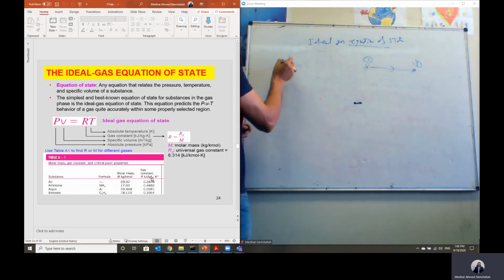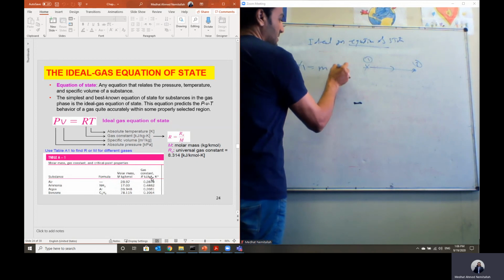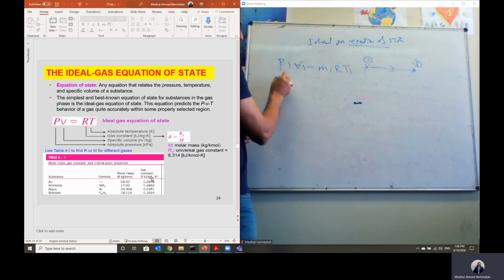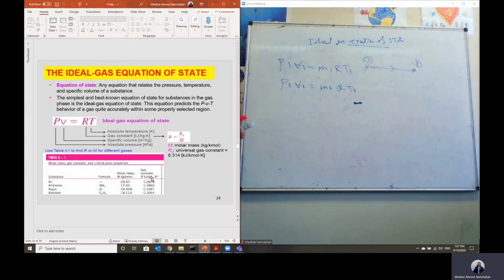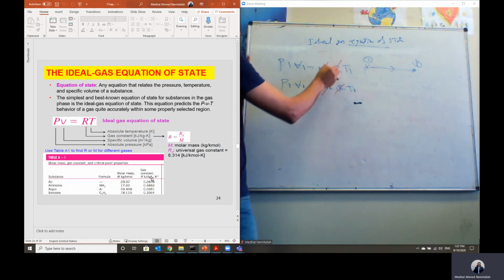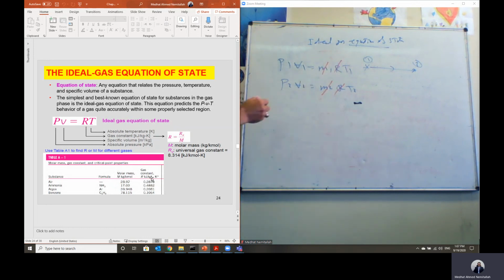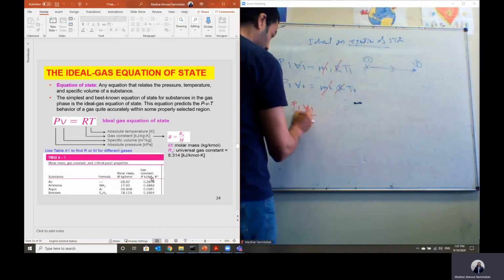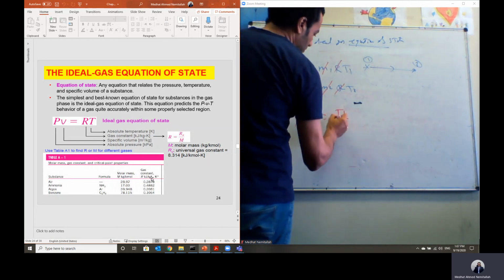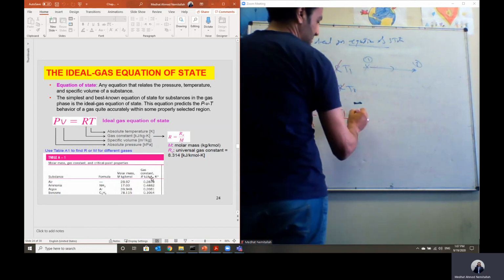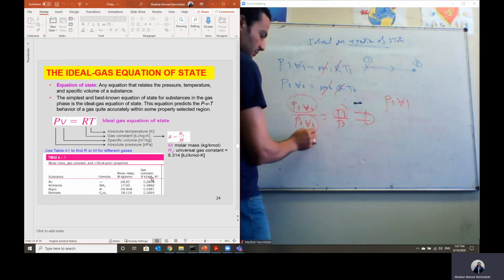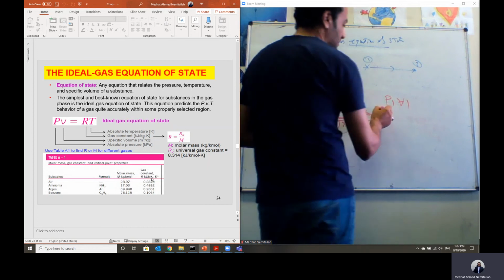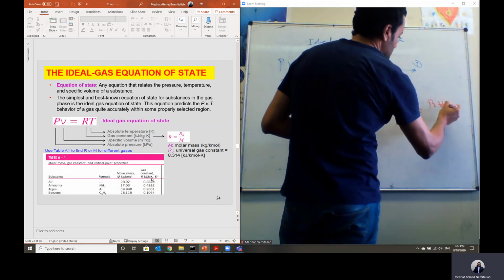In this case, we can apply the ideal gas equation. For state 1, P1 V1 equals m R T1. And at state 2, P2 V2 equals m R T2. If mass is constant and we divide the two equations, the mass cancels with mass, and R is the gas constant, which is fixed. Then we can say P1 V1 over P2 V2 equals T1 divided by T2. Or we can say P1 V1 over T1 equals P2 V2 over T2.